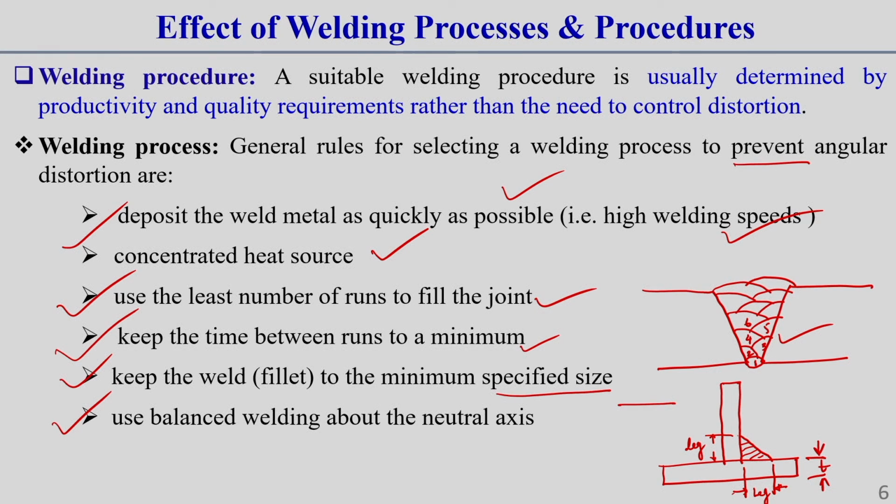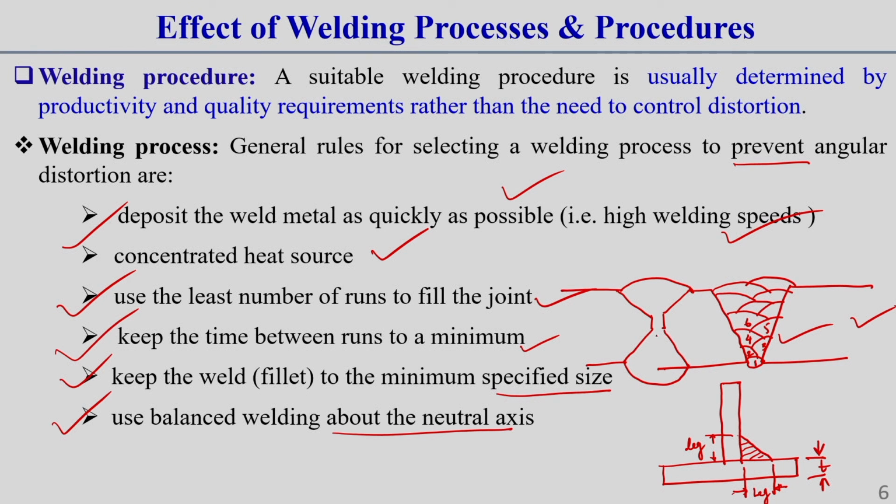Now, use balanced welding. This is also another very important aspect of this welding process to control distortion. Okay. So, use balanced welding about the neutral axis. What does it mean? For this thick section, if we do double sided welding, so we know this double sided welding, our bead will be like this.